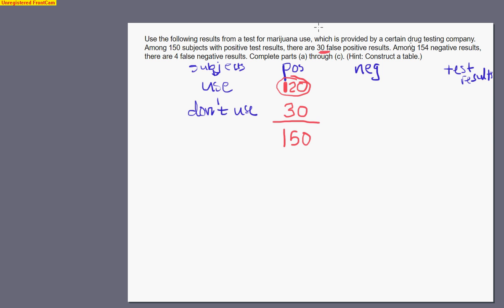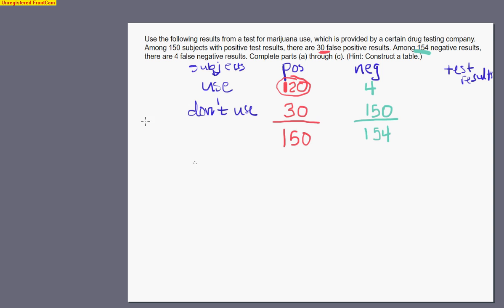All right, we're again told here, I'm going to pick a different color for us so that makes it a little easier to read. We can see here now there are 154 negative test results. So that's going to be these guys down here. We're told that there's a total of 154 negative test results. And of those, there are 4 false negatives. So where are those guys going to be? False negative is going to mean they actually used the drug, but they're testing negative. So it's going to be those 4. Which means the remaining people, if there's a total of 154 minus off those 4 is going to leave you with 150 people.